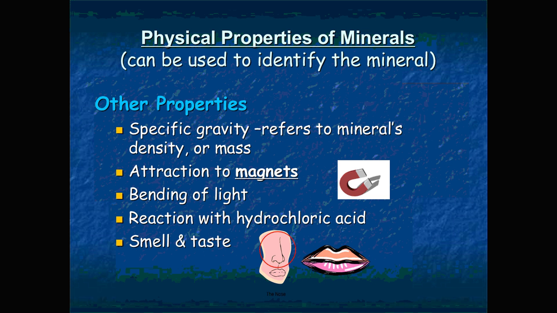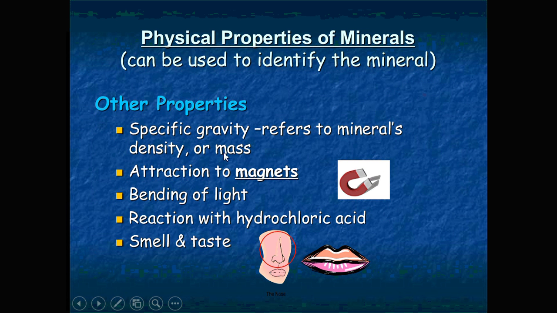Alright, now other physical properties. You have specific gravity, which refers to the mineral's density or mass. There is the way they attract to magnets. Some minerals can be attracted to magnets, others may not. There is also the bending of light, and the reaction to different acids, specifically hydrochloric acid, or you can also use vinegar, and their smell and taste. These are some other properties that can be tested just to identify a mineral or to differentiate one mineral from the other.